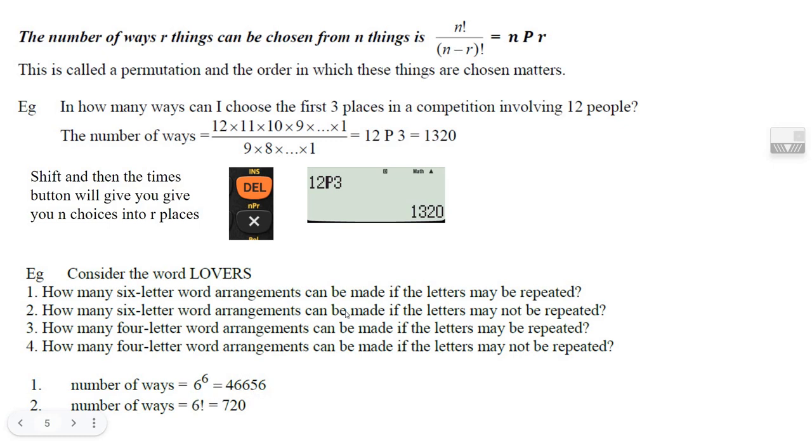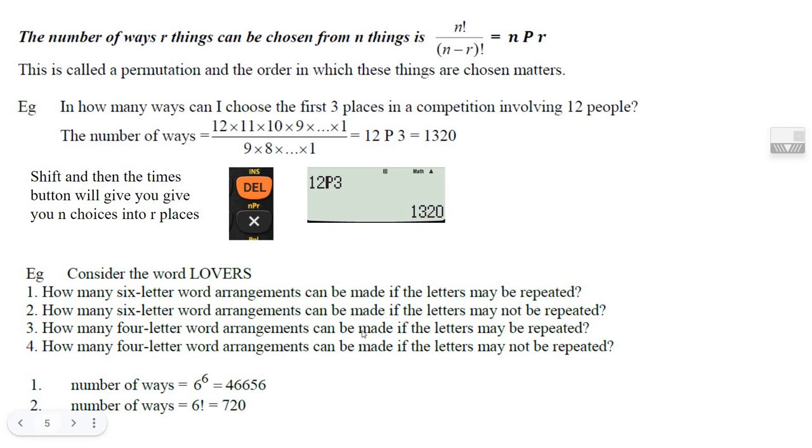But how many 6-letter words, if they cannot be repeated? Oh, well, that's 6 factorial, because you'd have 6, and then you'd have 5, and then 4, and then 3. That's why it's 720. But now it's time for the permutation formula.